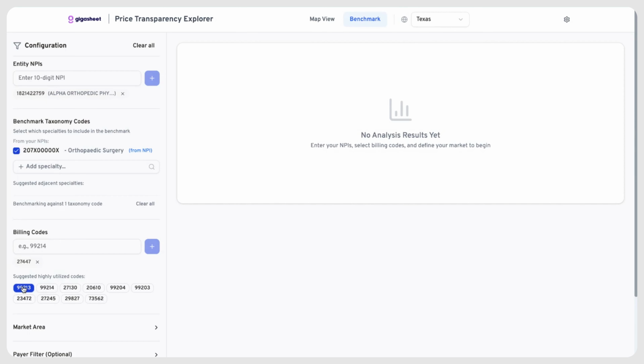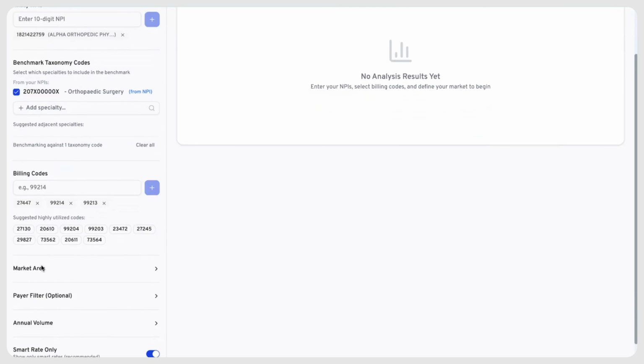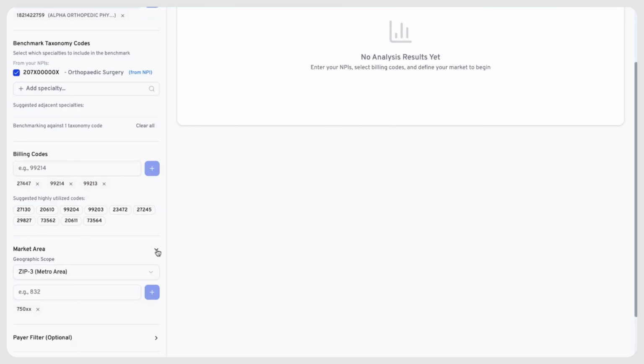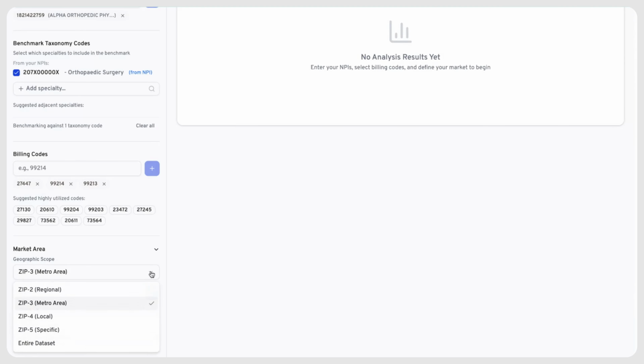I'll pick a basket of codes. These are just highly utilized codes we see often for orthopedists, some E&M codes, and then I'll keep the total joint replacement as well. In this case, we default to a market area with a zip 3, so the first 3 digits of the zip code, which is typically a pretty good measure for a metro area. We could change this and zoom out effectively by using a zip 2.